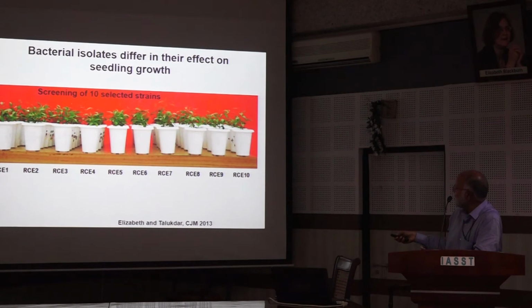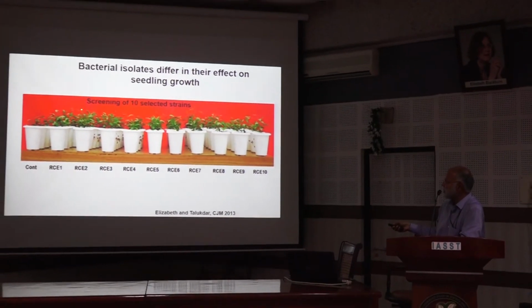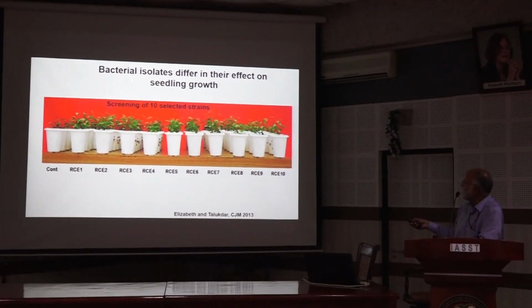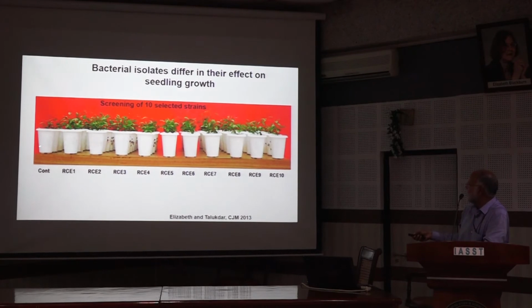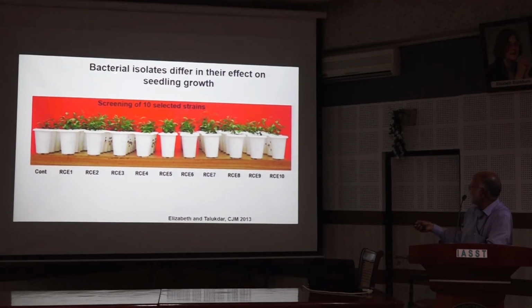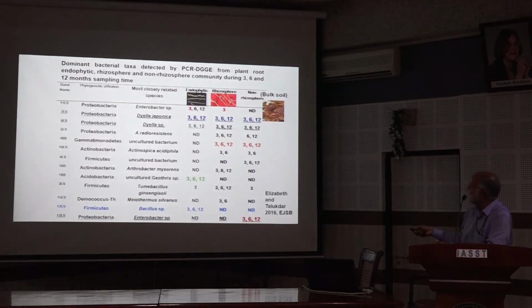Another experiment, when I was at IBSD: what we wanted to do had already been discovered by somebody, so we resorted to studying mandarin orange. You see, bacterial isolates individually differ in enhancing plant growth. Compared to the control, some of them bring very good seedling growth enhancement. This variability is always there in the below-ground community.